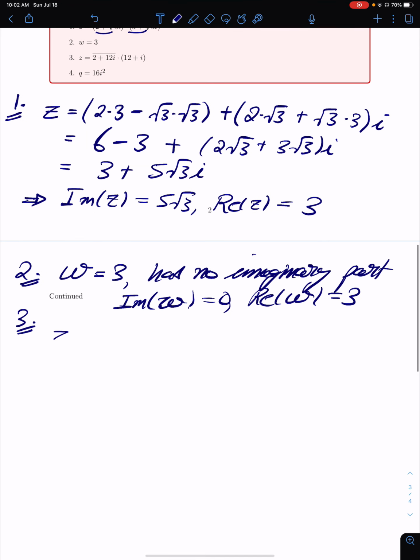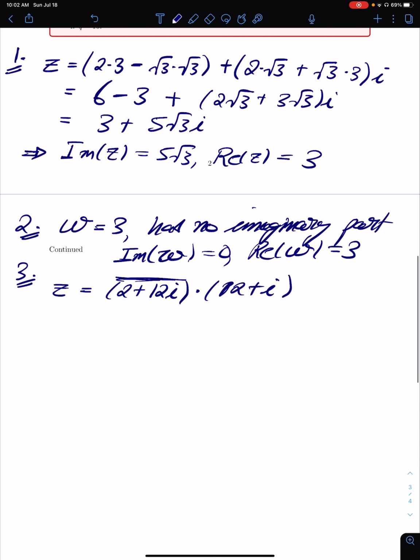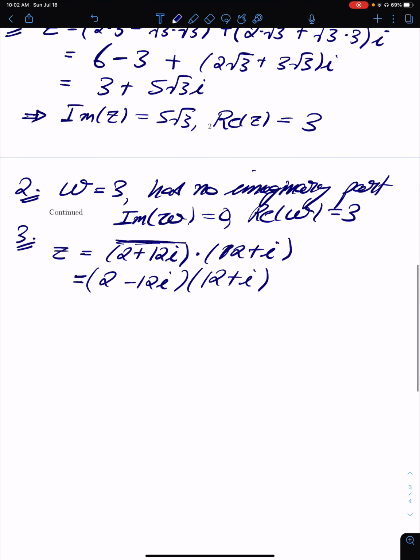Okay, number 3, z is the product of 2 plus 12i, the conjugate of 2 plus 12i, times 12 plus i. So first, let's simplify the conjugate. How do we take the conjugate of this number? Again, the sign of the imaginary part just flips. So it's 2 minus 12i, times 12 plus i.